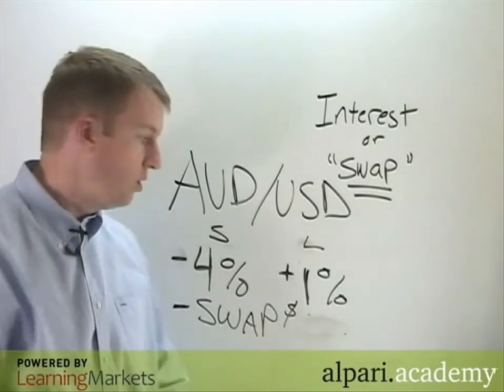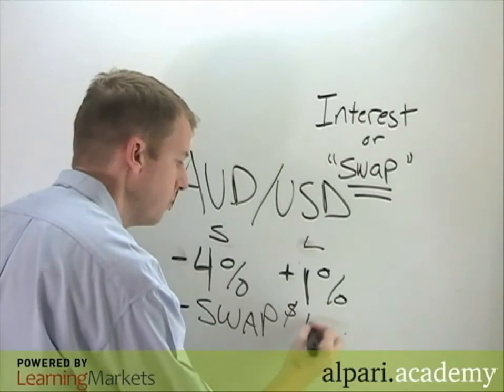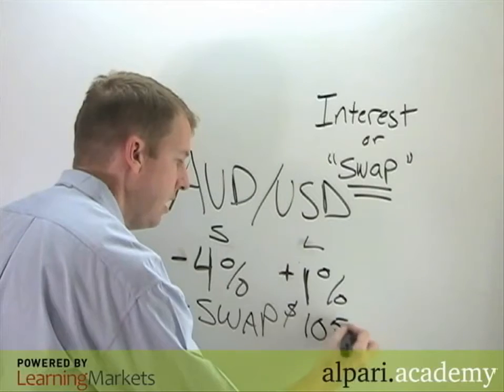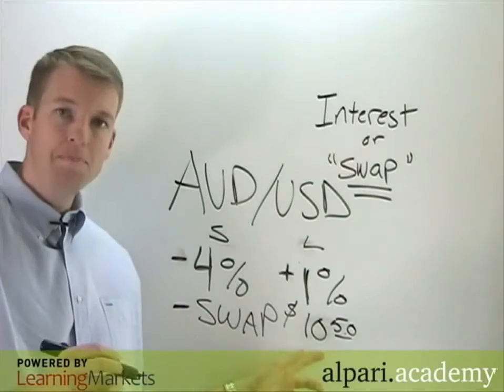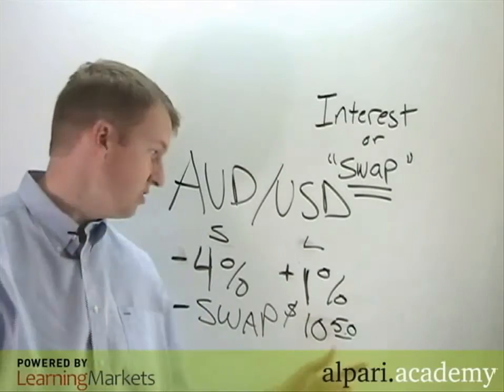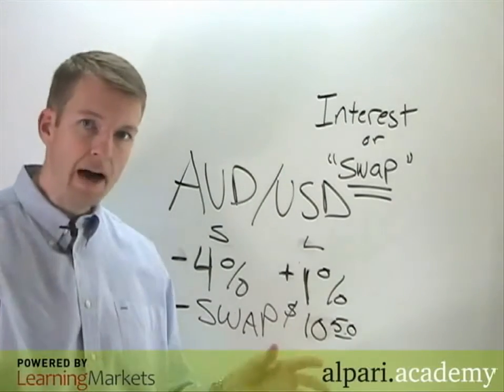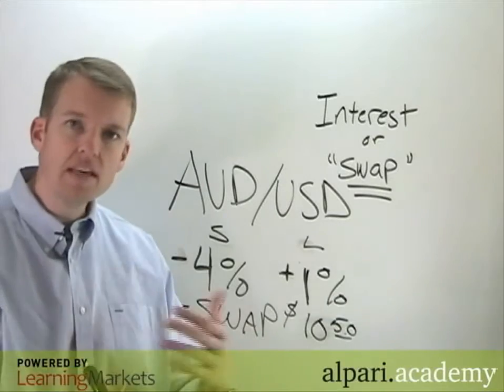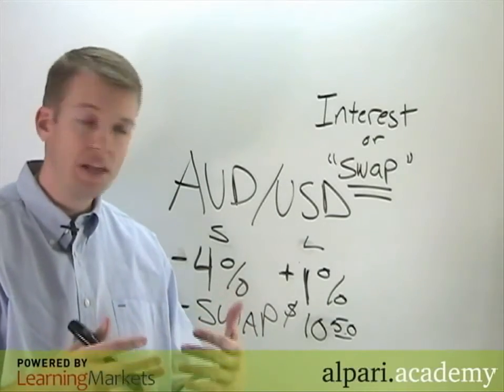That's totally normal. So you're probably being charged somewhere, let's say $10.50 a day, or just over 1 pip a day to hold a full-size lot. And if you were holding 3 lots, it'd be 3 times this. If you were holding half a lot, it'd be half of this. So you can see the idea as to how this actually plays out.